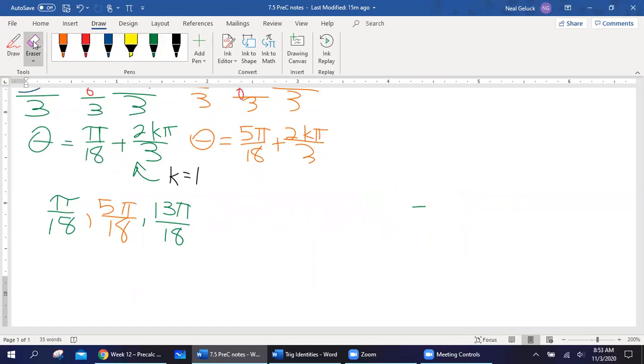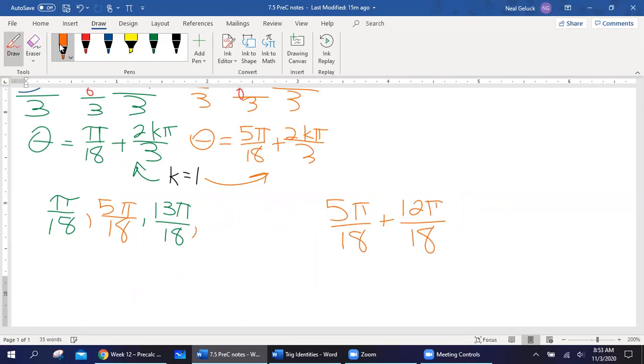Hop back over to the orange. Plug 1 into there. You're going to have 5 pi over 18 plus 2/3 or 12/18. That's going to give me an answer of 17 pi over 18.